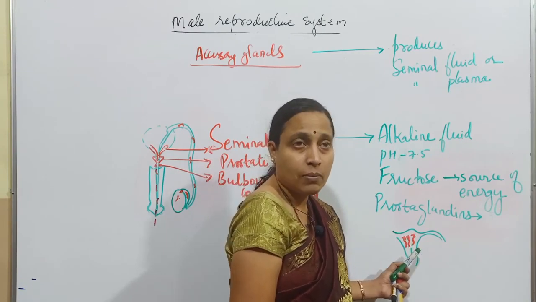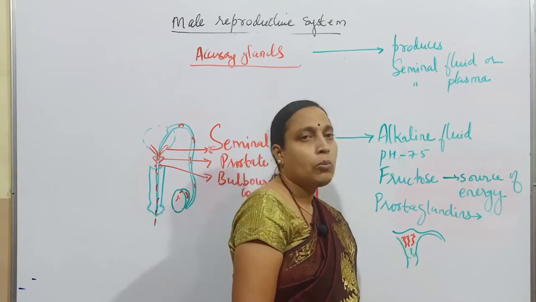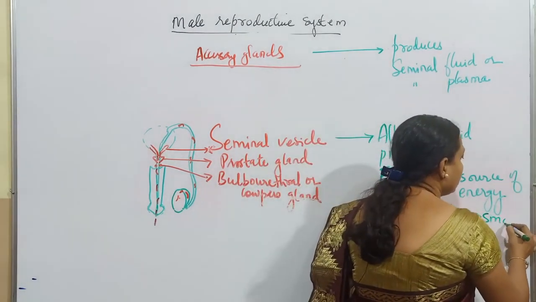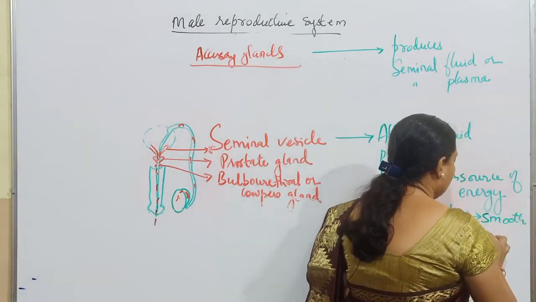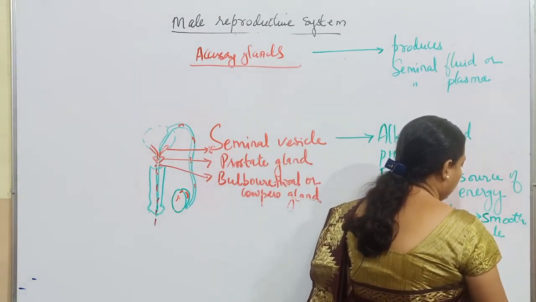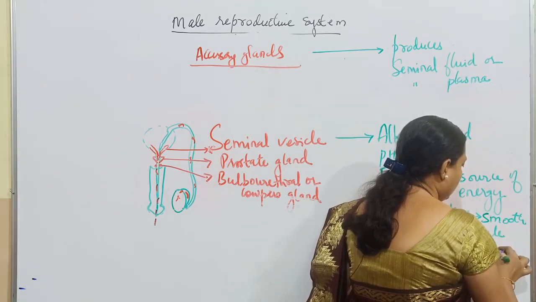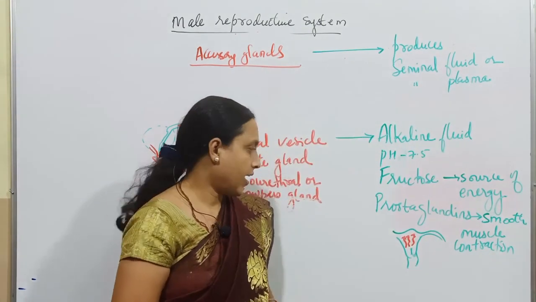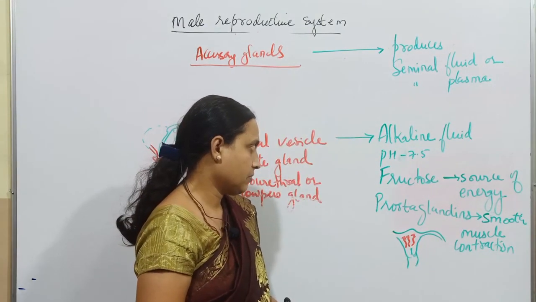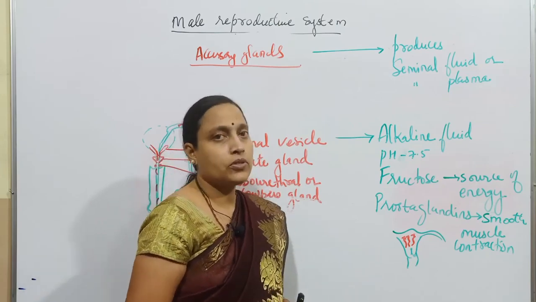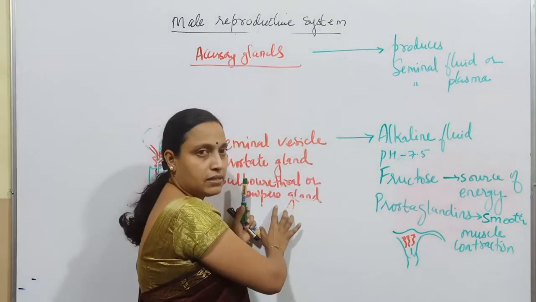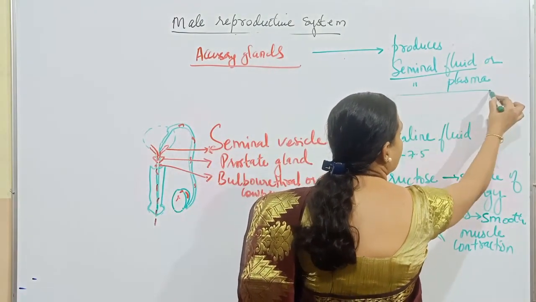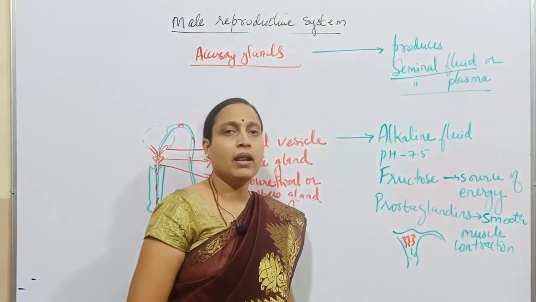And who brings about smooth muscle contraction? Prostaglandins. Smooth muscle contraction. Then what is the contribution? I told that all these three glands will be secreting which fluid? Seminal plasma, which is also called seminal fluid.